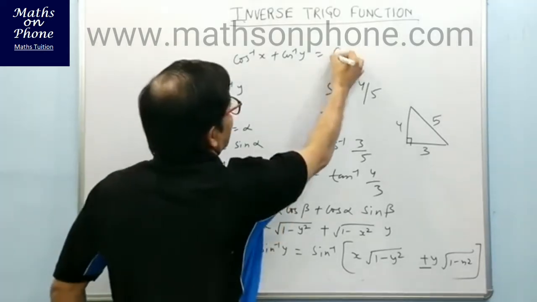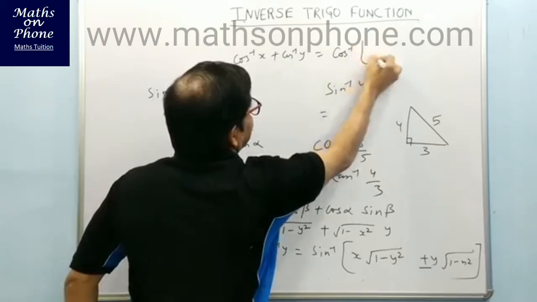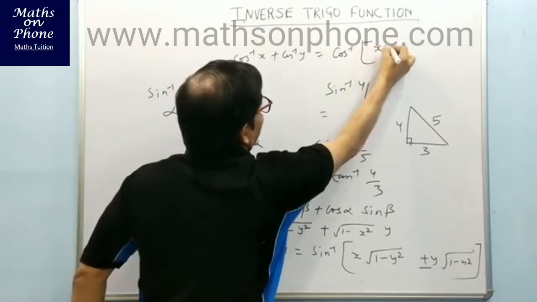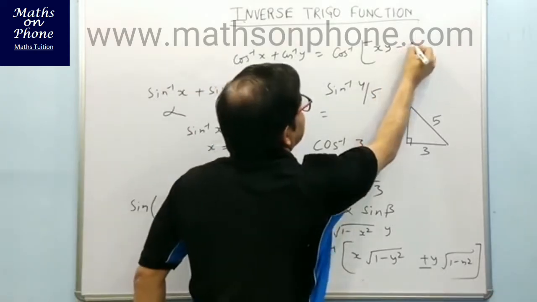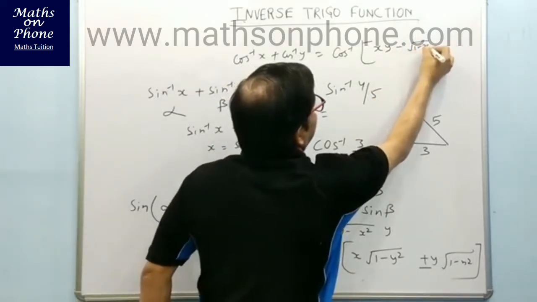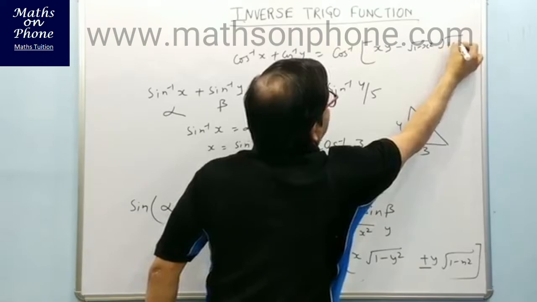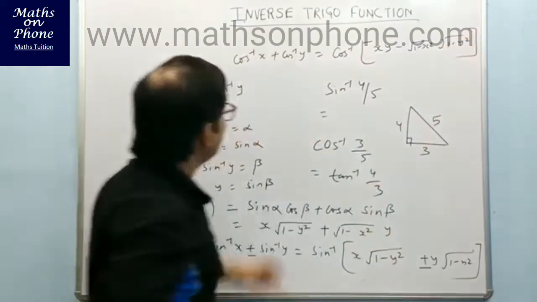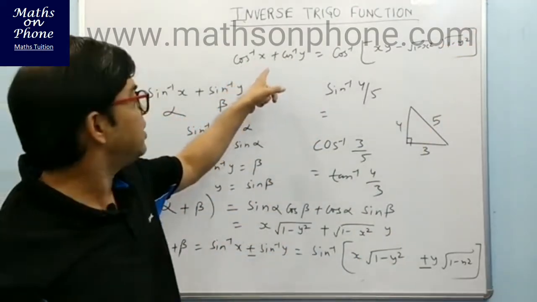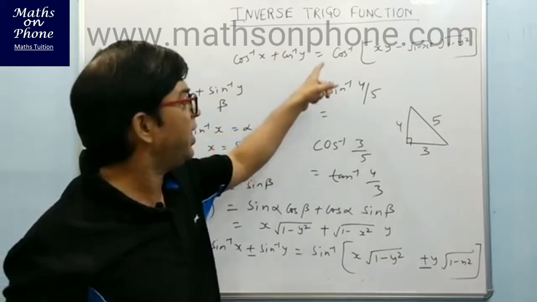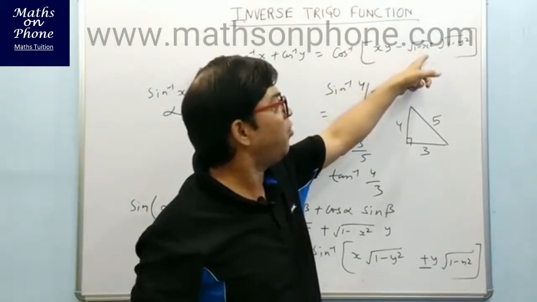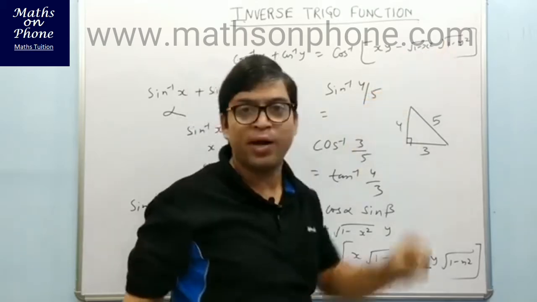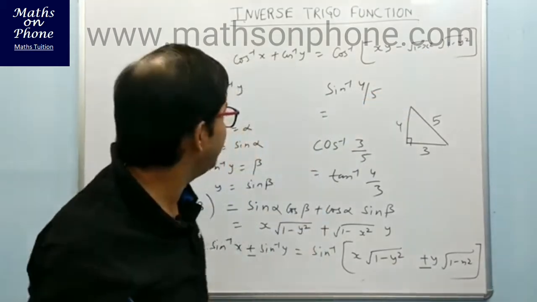So the formula is cos inverse of xy, that means cos a into cos b, minus under root 1 minus x square into under root 1 minus y square. So if I need to find cos inverse x minus cos inverse y, that will be cos inverse of xy plus under root 1 minus x square into under root 1 minus y square.